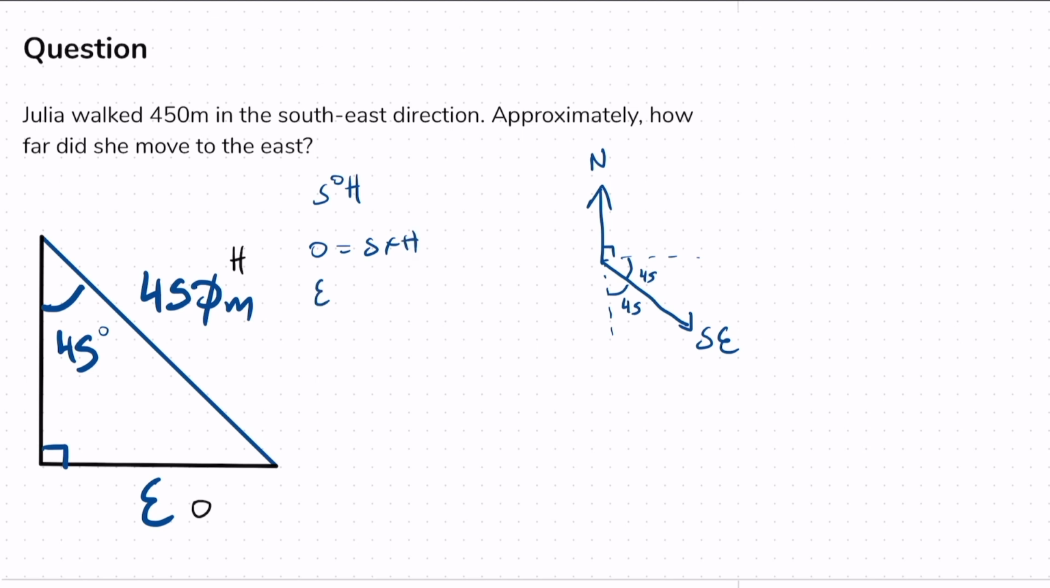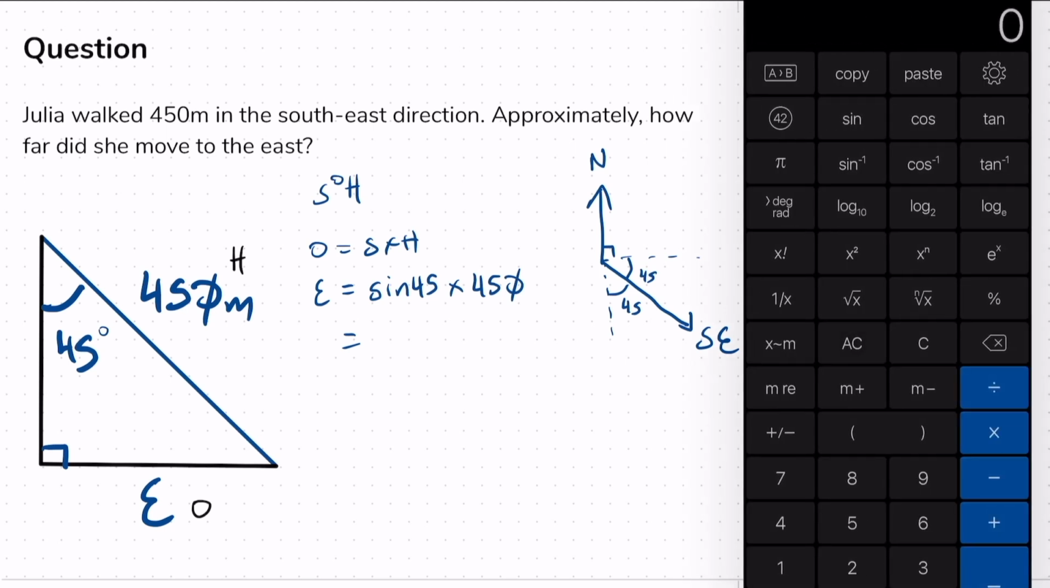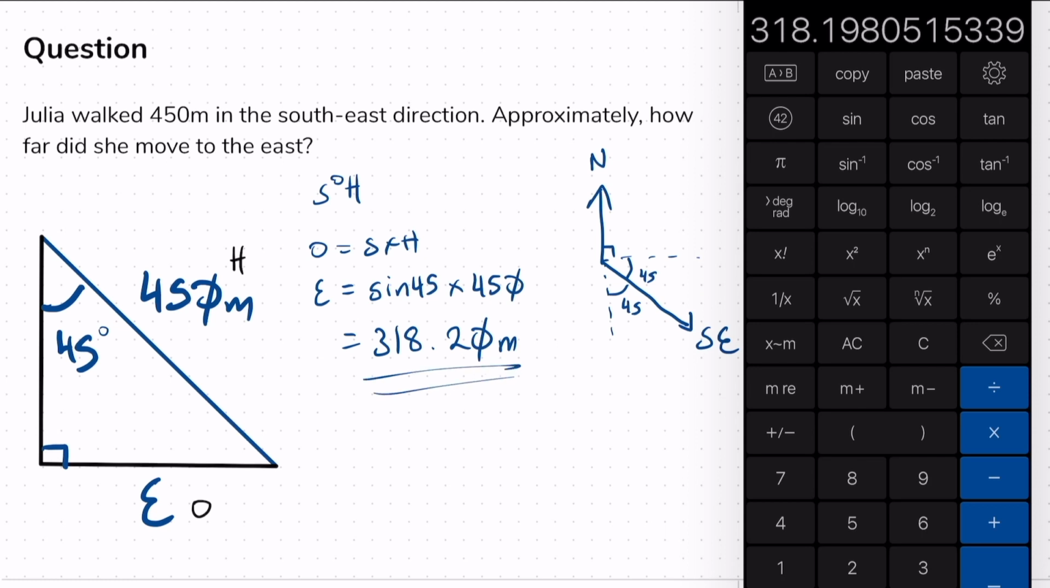Now I start substituting in what I have. So sine 45 times 450, 318.20 meters. Remember, that's approximately how far she moves east.